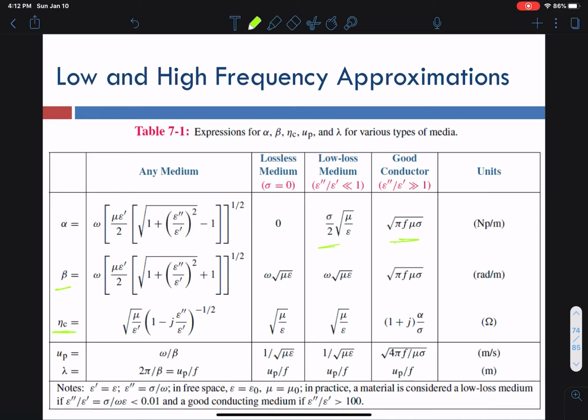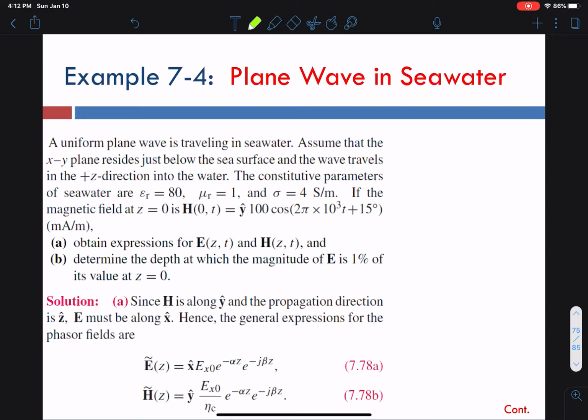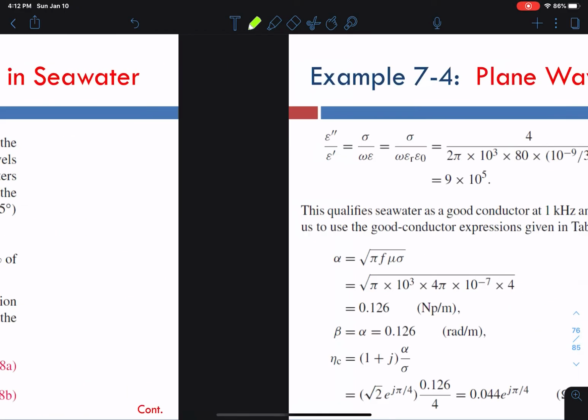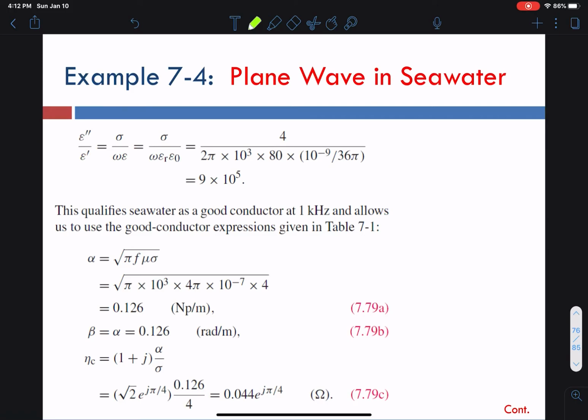All right. So now we're going to do this example in the class to understand better how it works if you propagate through a lossy media.